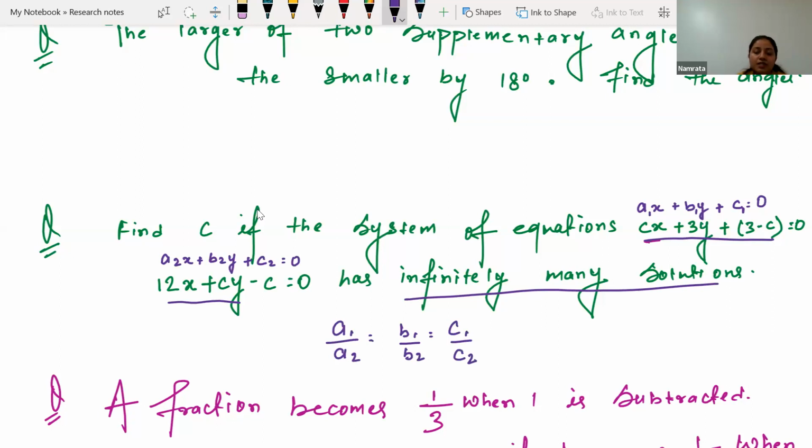Once we write this, what is a1, can you tell me? Is a1 cx or only c? Only c. Perfect. And what is a2? a2 is 12. Perfect.